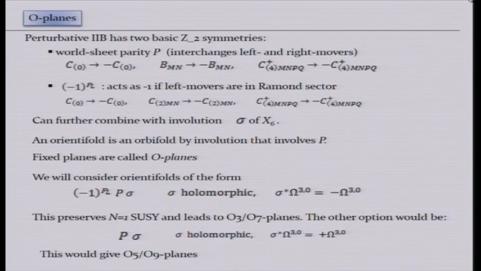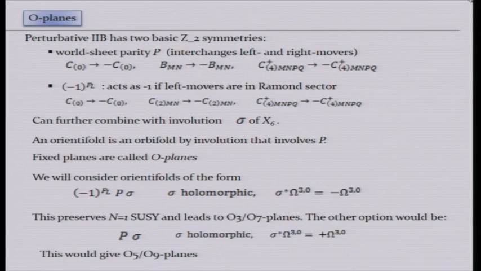And then there's (-1)^F_L, which is a symmetry that acts as minus 1 on a field if it comes from a string mode whose left movers are in the Ramond sector. All the Ramond-Ramond fields have the left movers in the Ramond sector, so they all get mapped to minus themselves. Of course, these symmetries also act on the fermions, so parity will interchange the two gravitinos, and this one acts as minus 1 on one of the gravitinos, but not on the other one.